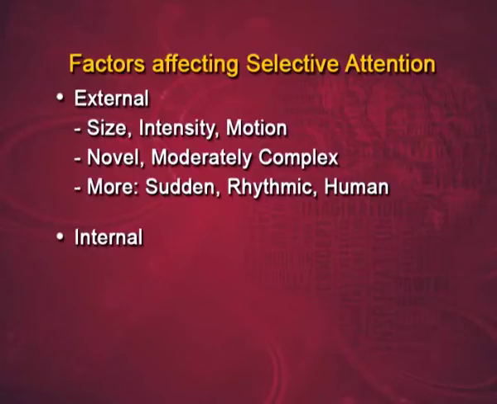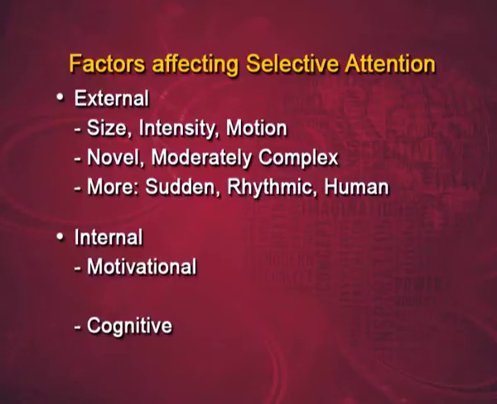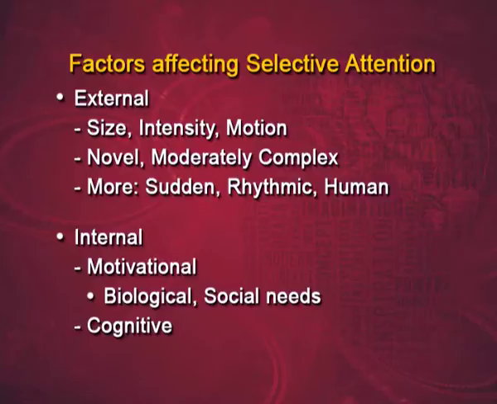The internal factors are motivational and cognitive. Motivational factors are the psychological and biological needs of human beings. For example, if you are very hungry, you are more likely to pay attention to even the slightest odor of food coming from the kitchen. However, if your stomach is full, certain smells will not affect you and you will not even notice them.